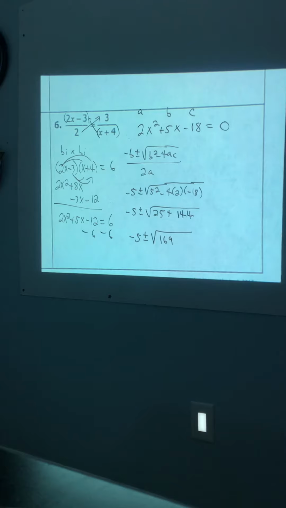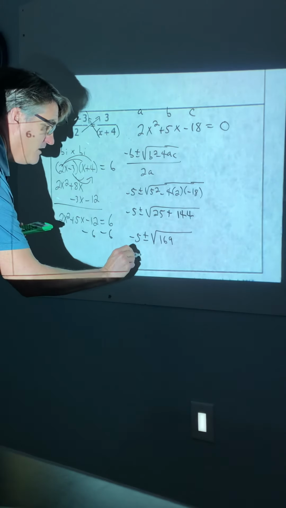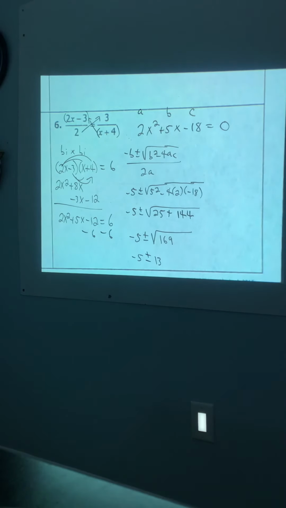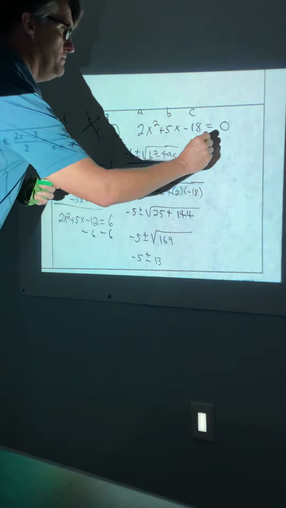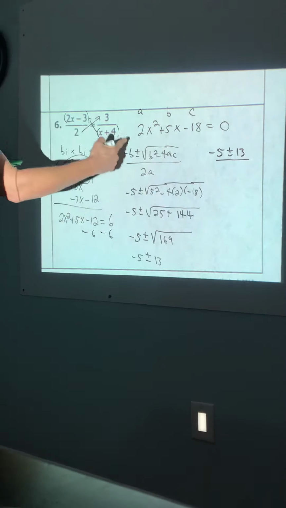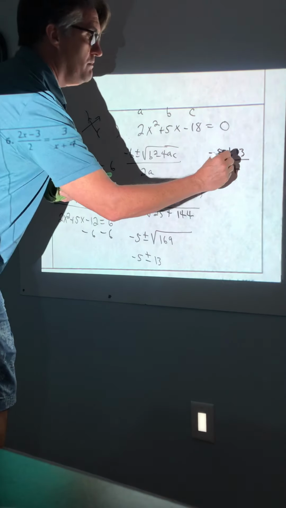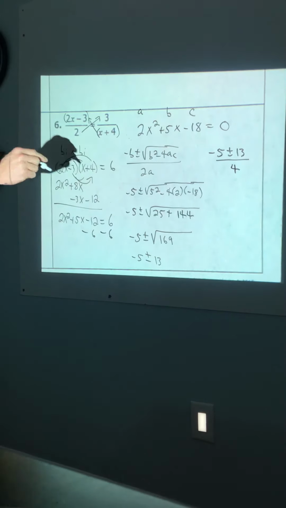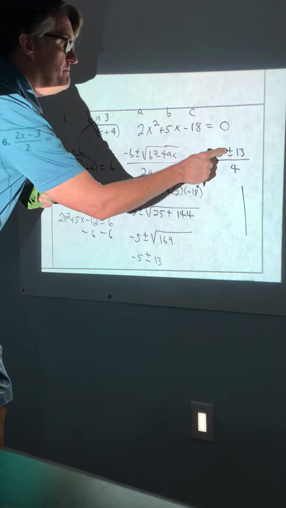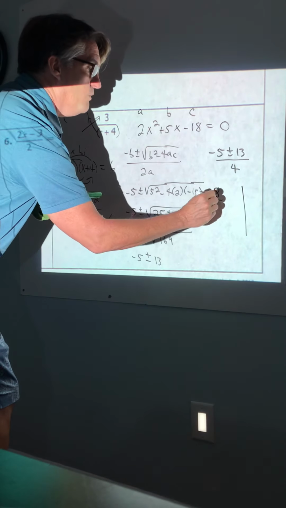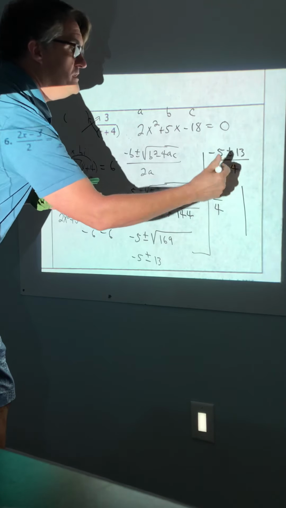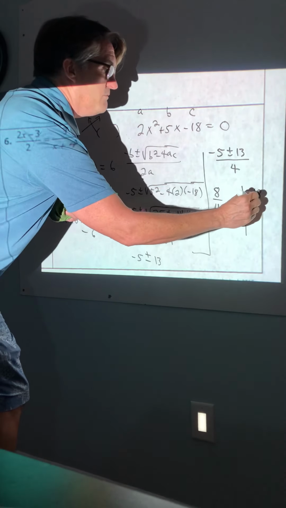Remember, I left off the bottom. Then this is negative 5 plus or minus the square root of 169, which is 13. Now I got to slide in the denominator. So negative 5 plus or minus 13 over 2 times a, so that ends up being 2 times 2 is 4. Once you get here, you have 2 options. The first option is you're going to add. So negative 5 plus 13 is 8 over 4. That's one option. Negative 5 minus 13 is negative 18 over 4.